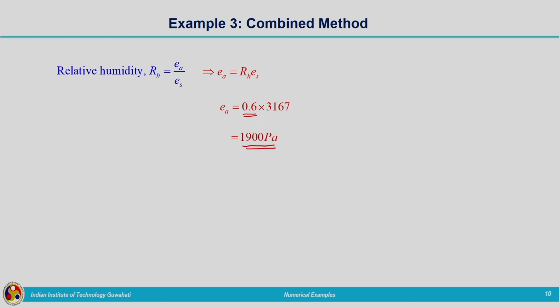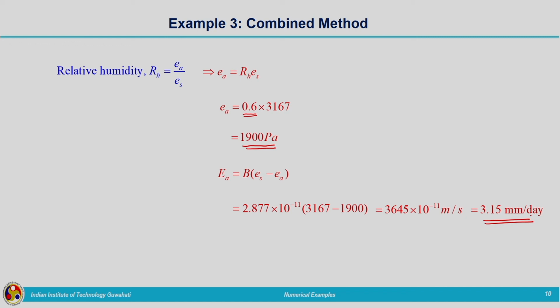1900 Pascal. Now, substituting these values corresponding to B, ES and EA, we can get the evaporation due to the aerodynamic method, that is, by considering the factors wind velocity gradient and also the specific humidity. The evaporation due to the aerodynamic method can be calculated as 3.15 millimeters per day.